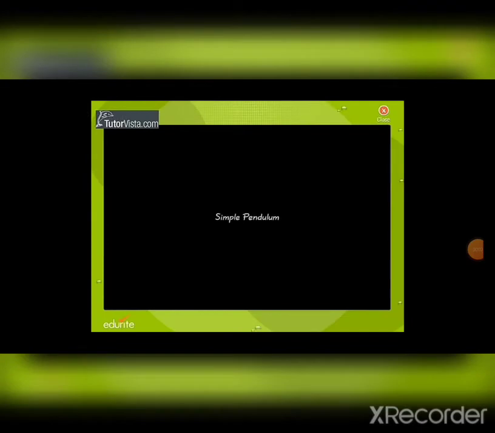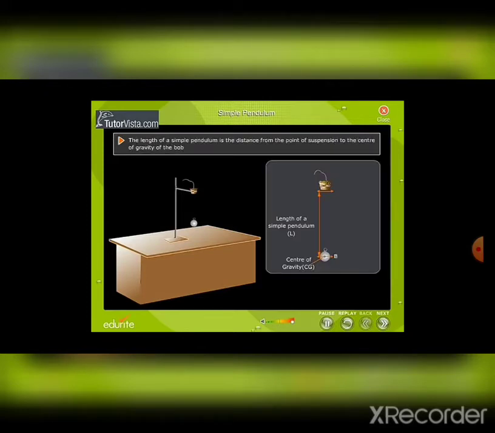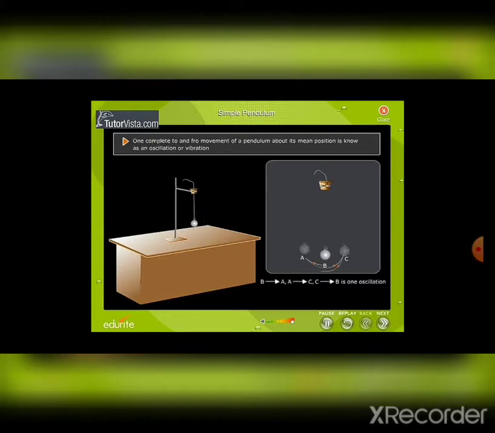Simple pendulum. A simple pendulum consists of a metal bob suspended by a light, inextensible string from a fixed point. The length of a simple pendulum is the distance from the point of suspension to the center of gravity of the bob. The resting position of the pendulum is known as the mean position.